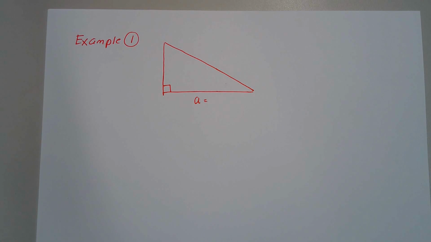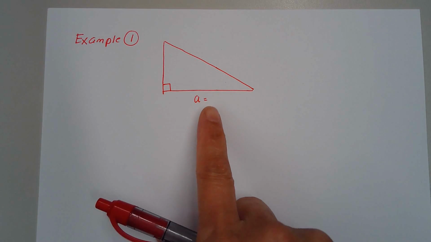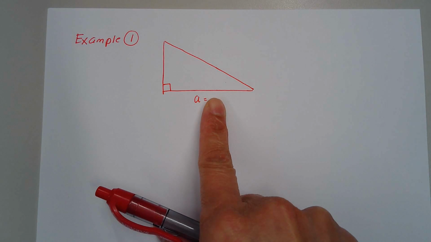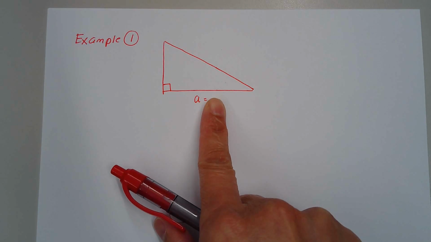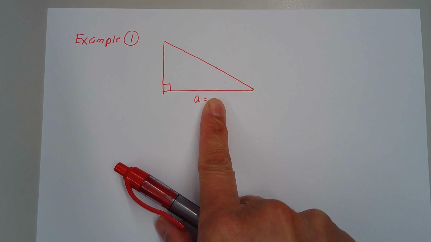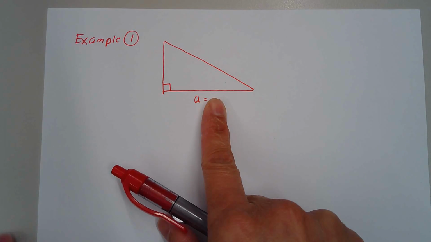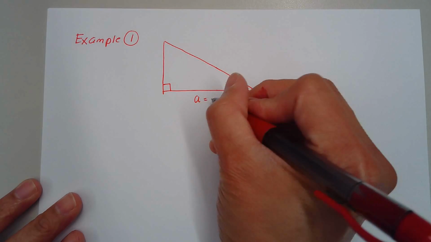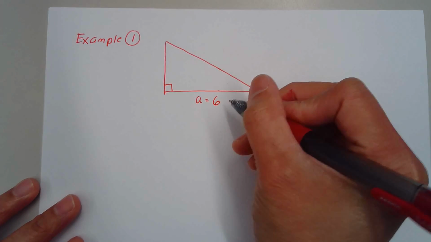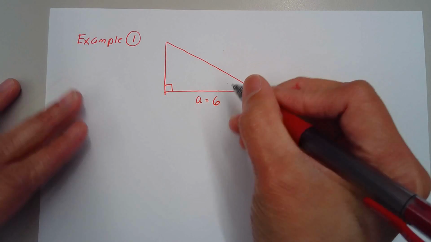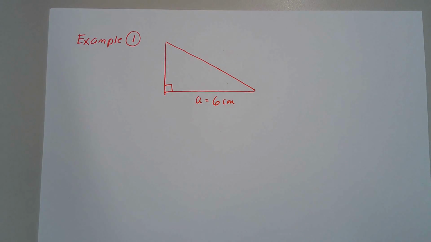So can you give me a number for A? I'll give you between 5 and 10. 6. 6, okay. We'll call it centimeters. 6 centimeters, okay.